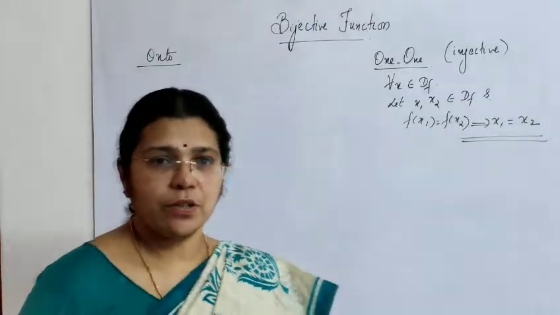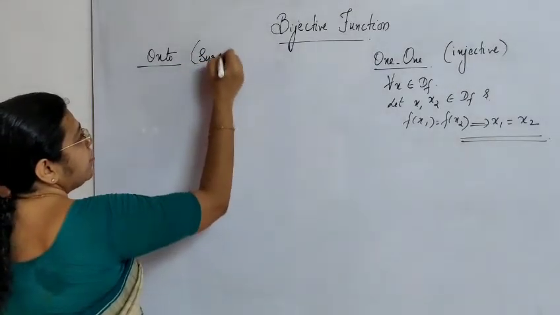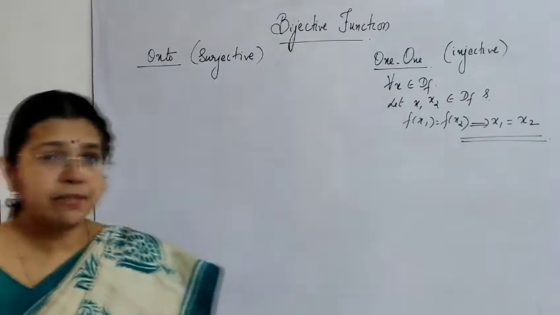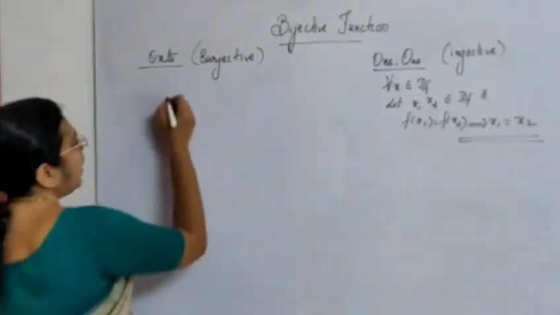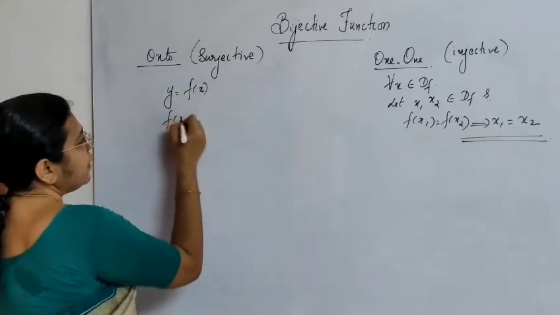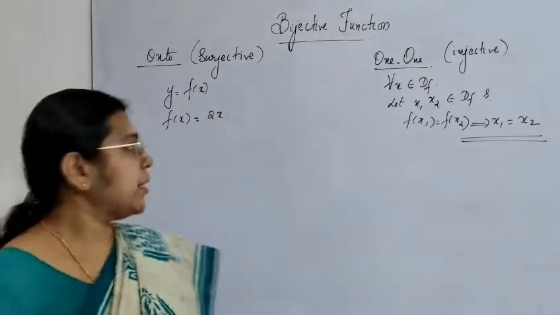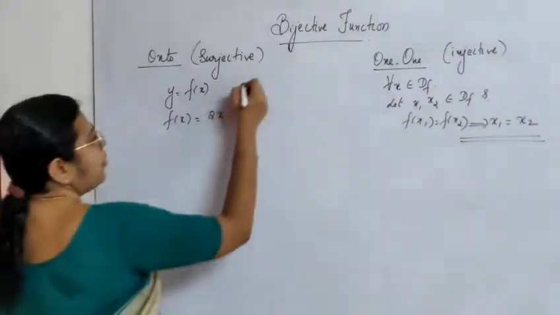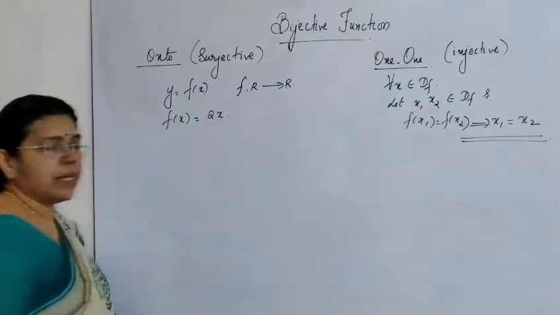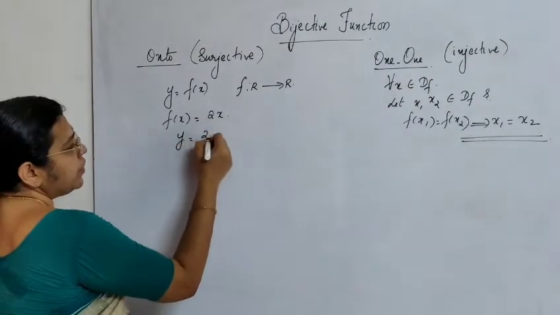Now let's see what an onto function is. Onto functions are also called surjective functions. For example, I take a function y is equal to f of x, where f of x is given by 2x. This function f is from R to R. So I have y is equal to 2x.